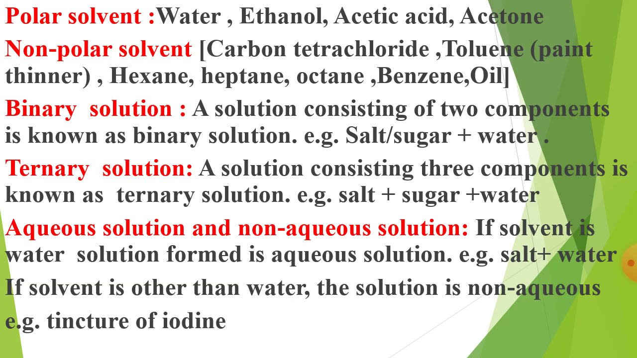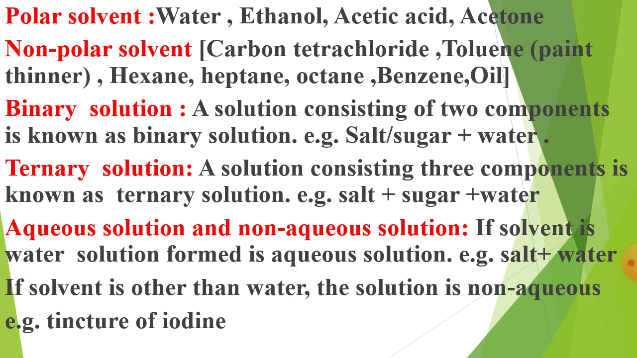Then binary solution. As the name indicates, binary, the solution is made up of two components. It may be defined as a solution consisting of two components is known as binary solution. Example, salt plus water, sugar plus water. And in this chapter you have to only read about the binary solution.